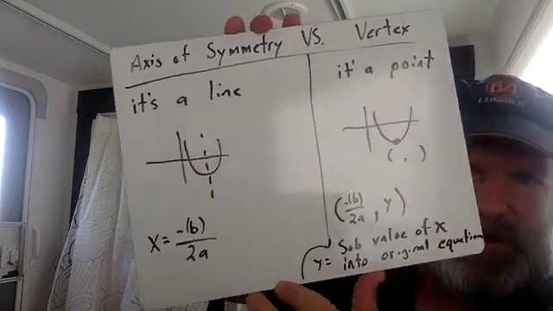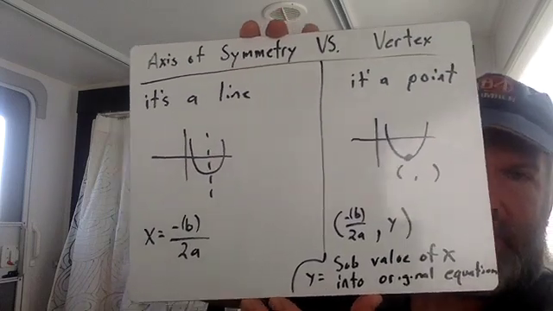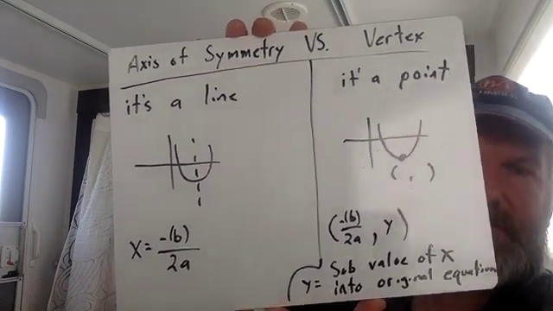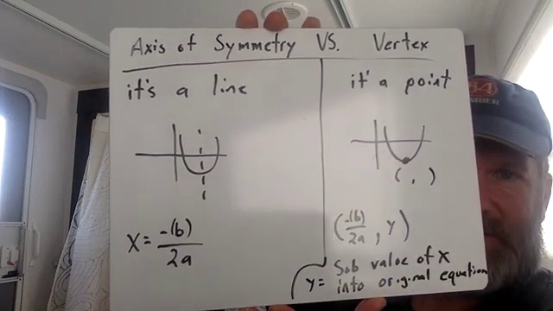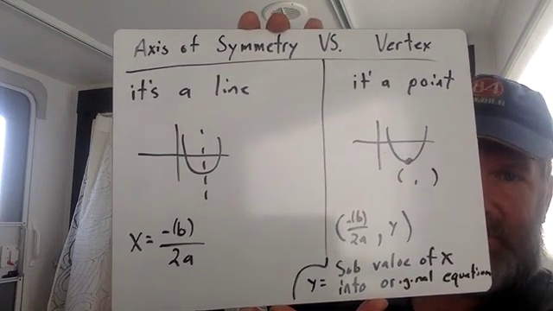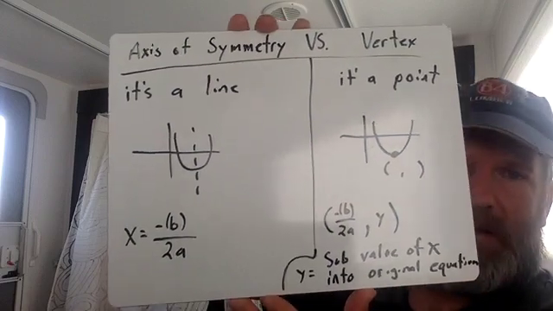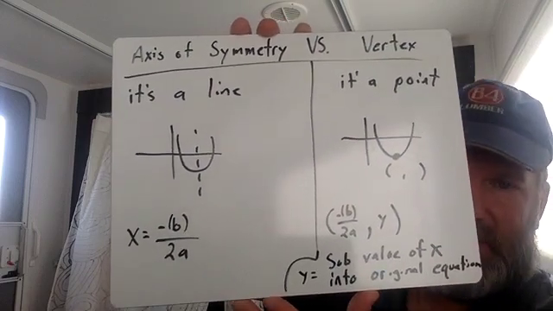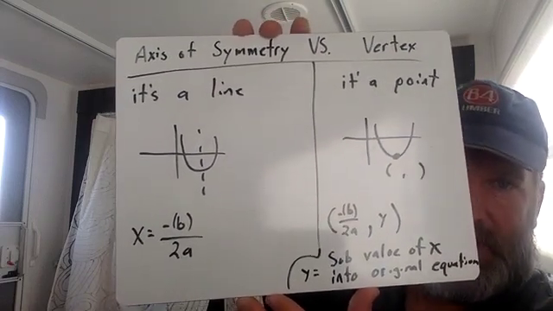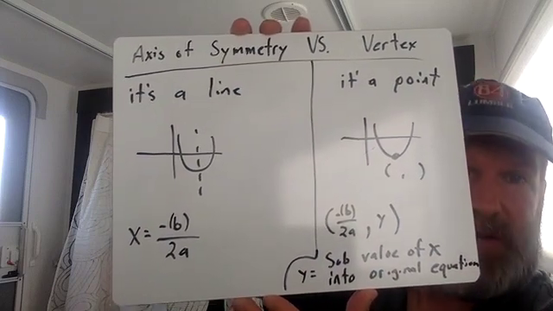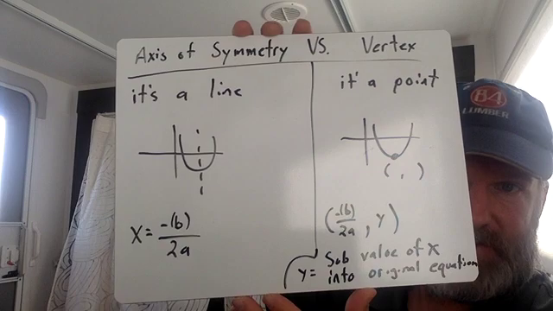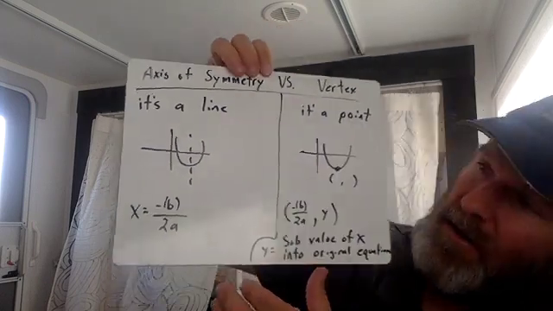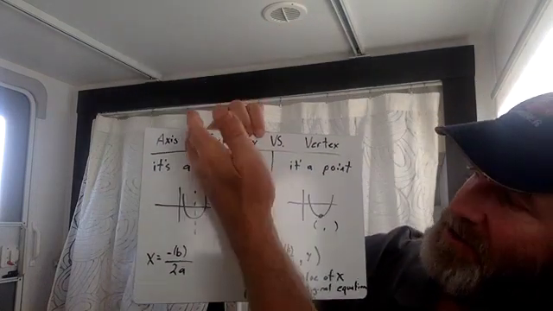Nothing really new here, but we've been moving kind of fast, so I want to go over what we've done. I've had a lot of questions on how do I find the axis of symmetry or how do I find the vertex? Aren't they the same thing? All right, they're not the same thing. So this is my little chart here to try and explain what's the difference and how you find axis of symmetry versus vertex. So on the left here, axis of symmetry.